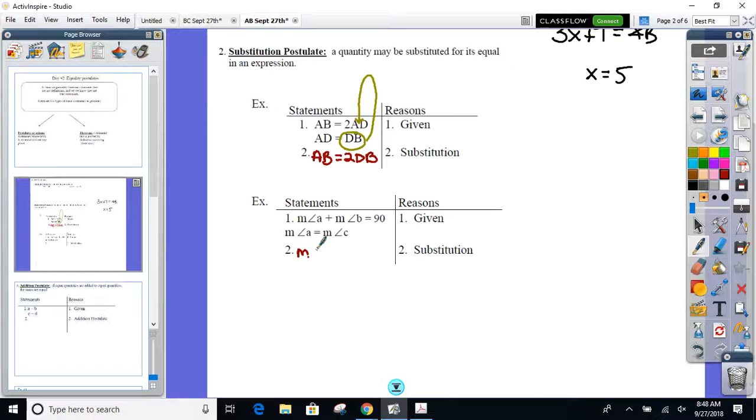The measure of angle C, yep. And how'd you guys get that? You knew that A and C were equal, so you took C and substituted it in for angle A by substitution. Everyone all right? No issues there. No issues?